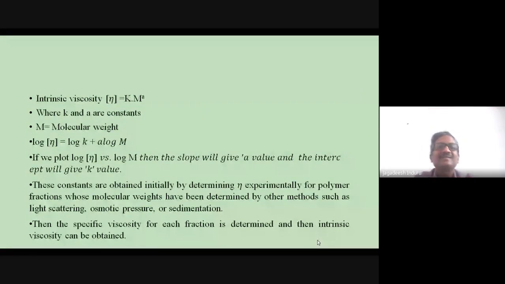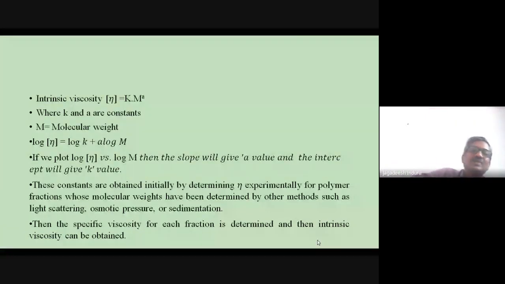So the molecular weight is given by the equation: log of intrinsic viscosity is equal to log K plus A into log of M. So if you know the intrinsic viscosity from the plot, and if you know A and K, you can determine the unknown molecular weight. Even for anything given to you as a solution, you will calculate the intrinsic viscosity, I will give you the values of K and A, and I will ask you to determine the molecular weight of the solute I have given as a sample.